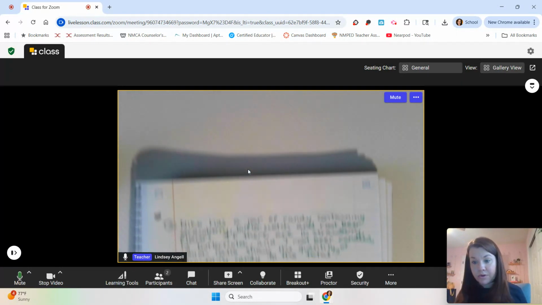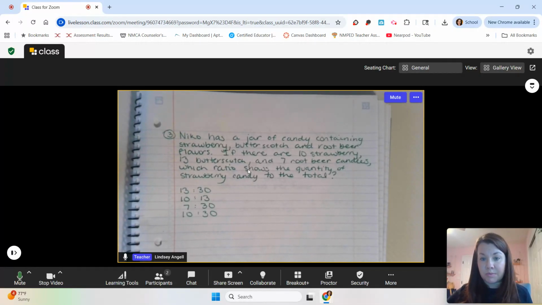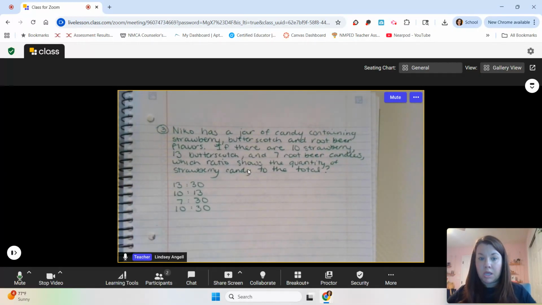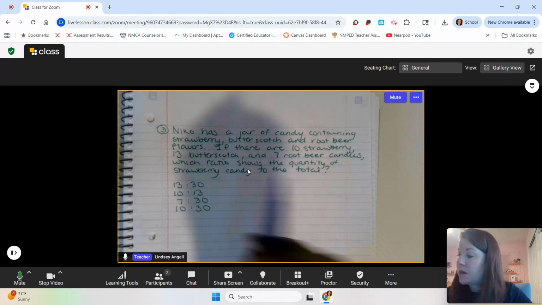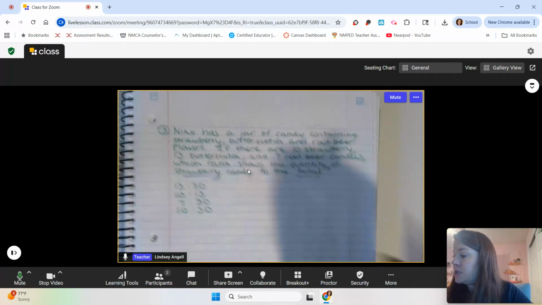All right, last one for today, number 3. This is from your quick check. All right. Nico has a jar of candy containing strawberry, butterscotch, and root beer flavors. Yum. If there are 10 strawberry, 13 butterscotch, and 7 root beer candies, which ratio shows the quantity of strawberry candy to the total? So I chose this problem to go over with you because there's a few important things. One, it told us the different types, right? But the actual question, it says we want to know strawberry compared to the total.